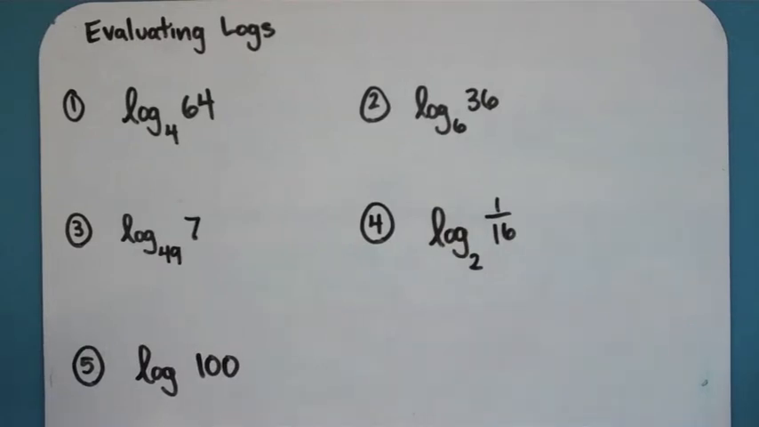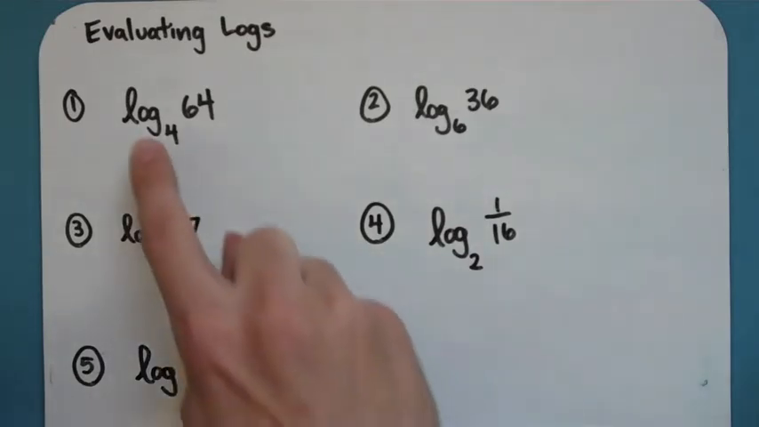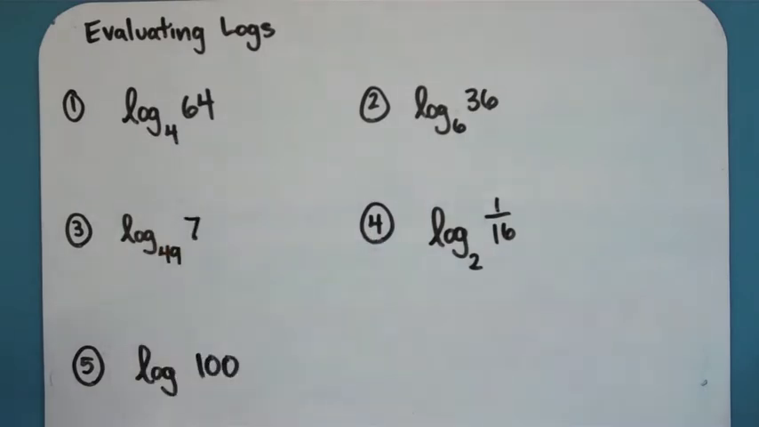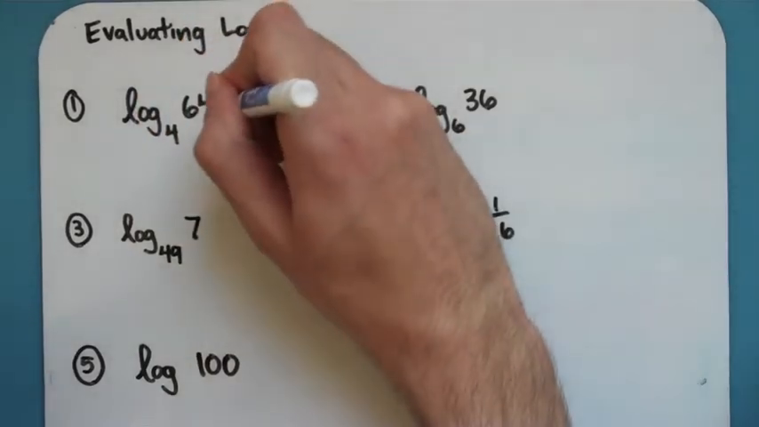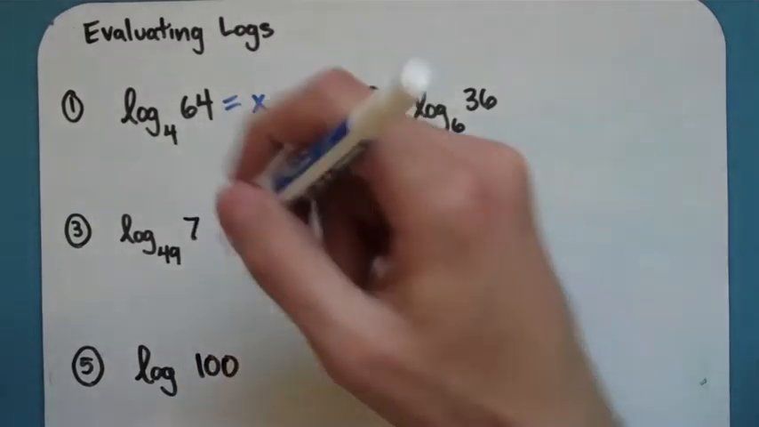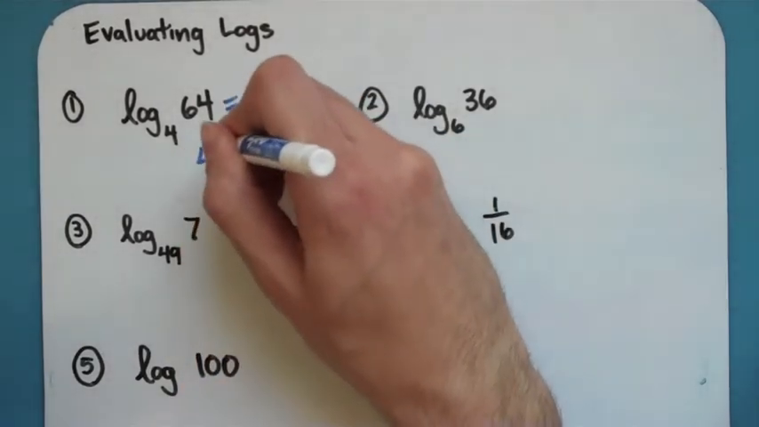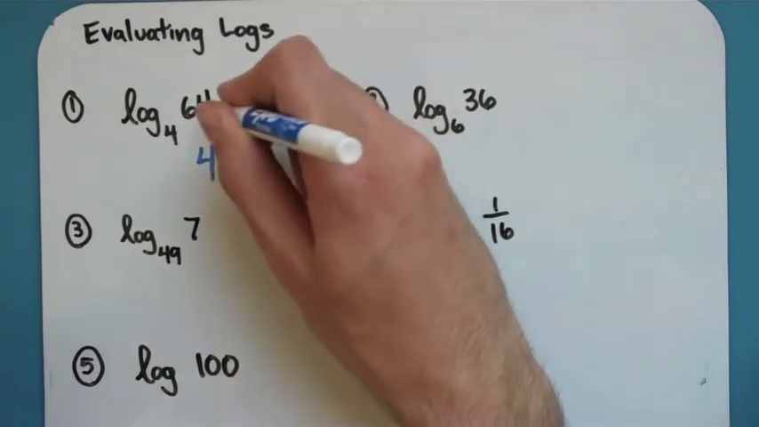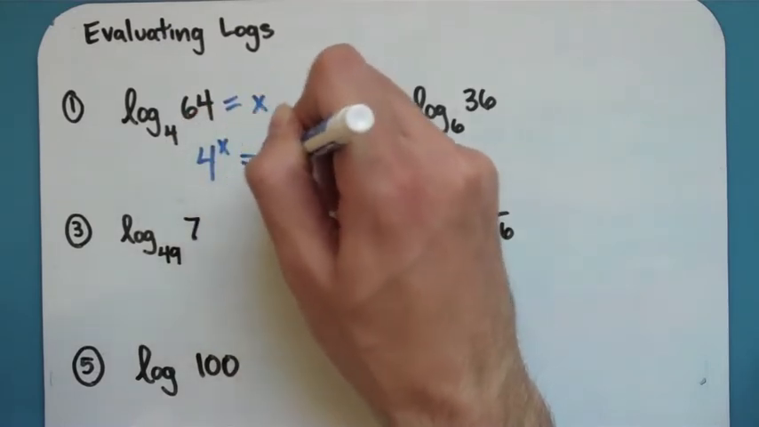So now that we know how to convert between forms, it's logical to want to be able to evaluate logs or say what they're equal to. So I may give you something like this, log base 4 of 64. And I may say, hey, what's that equal to? Well, right now we don't know what it's equal to, so I'm going to write down equals x here, setting it equal to x. And then I'm going to rewrite it as an exponential, because those are usually easier for us to deal with. We're going to end up with 4 to the x power equals 64.